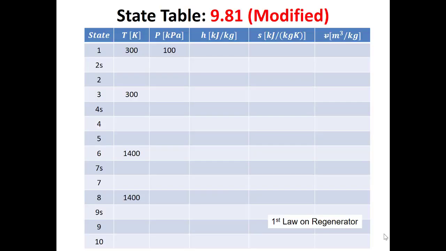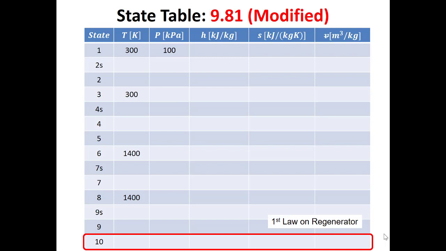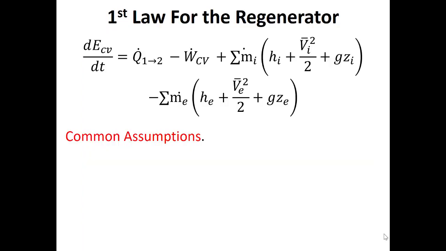So now we're almost done, right? We've found states 1, state 2s, state 2, state 3, state 4s, state 4, state 5, state 6, state 7s, state 7, state 8, state 9s, and state 9. Right? The only one that we haven't found is state 10. And in order to find state 10, we have to do the first law on the one component that we haven't touched yet. We haven't done a first law analysis on the whole regenerator, even though we did use regenerator efficiency to fix state 5.